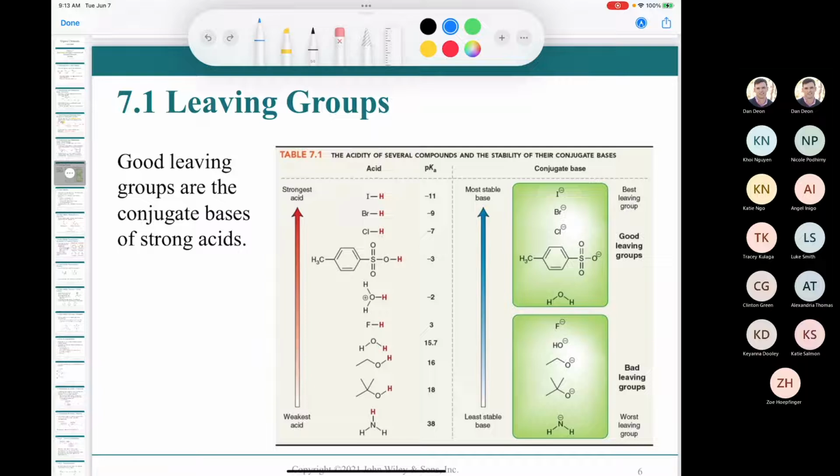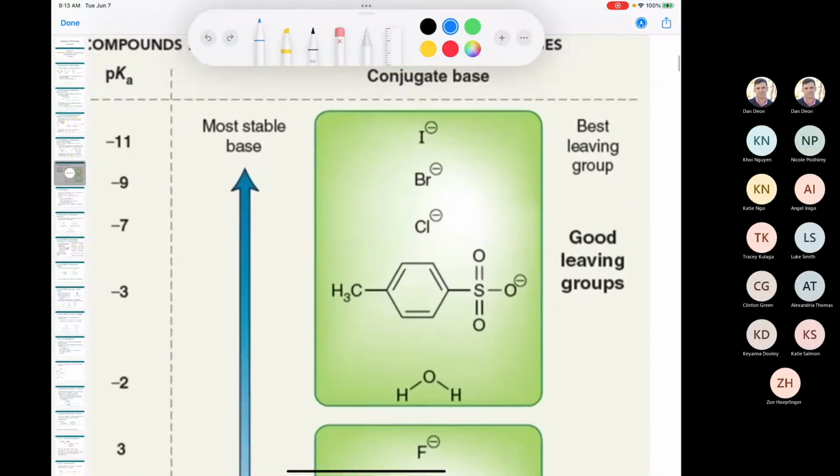So if you have the conjugate base of a strong acid, like iodide, bromide, chloride, or water, those are all very happy the way they are, right? Water doesn't go around being like, give me a proton, I need a proton. Water is very content the way it is. It's a stable base, much like iodide, bromide, and chloride are. That's why they make such good leaving groups. They're happy when they leave. They're totally fine with it.